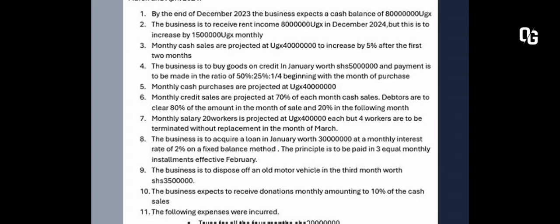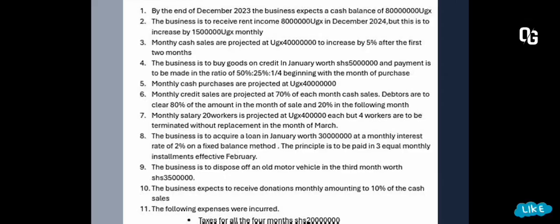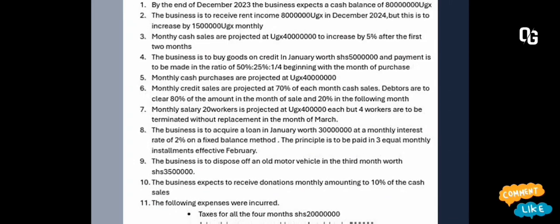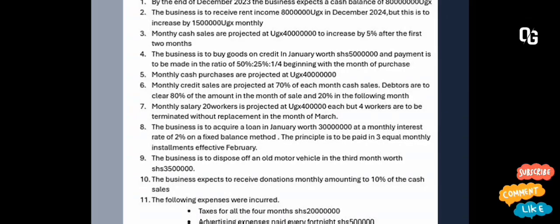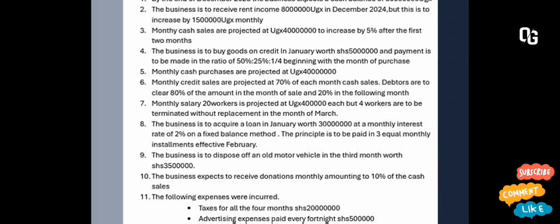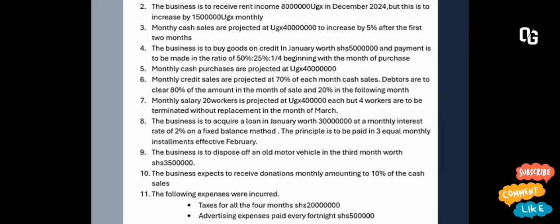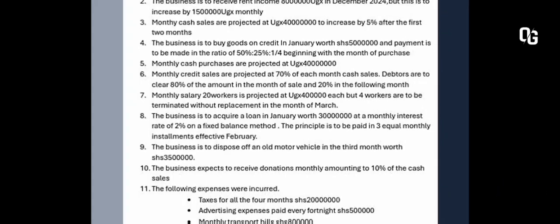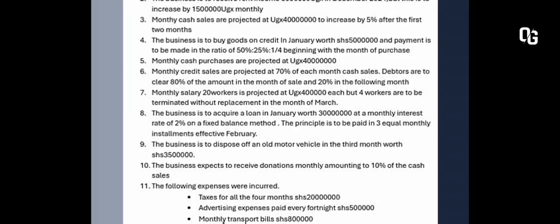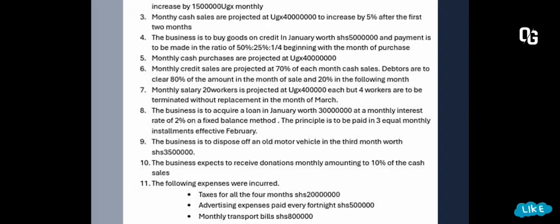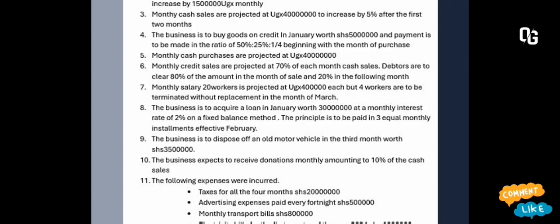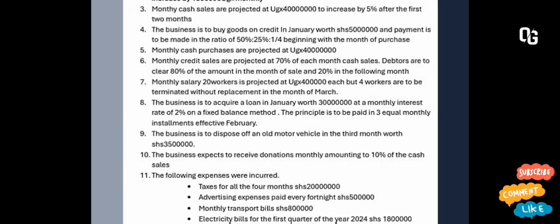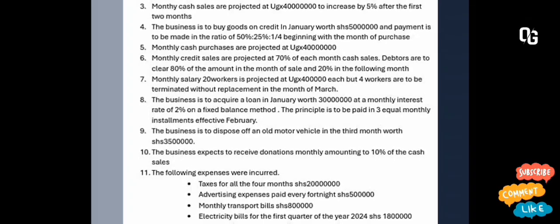The business acquired goods on credit worth 5 million, so 50% is 2,500,000, and 25% is 1,250,000, and a quarter of that very amount is 1,250,000. So if you are to calculate this correctly, in January you should have your 2,500,000. In February you should have your 1,250,000. In March you should have your 1,250,000, and in April you should record nothing.